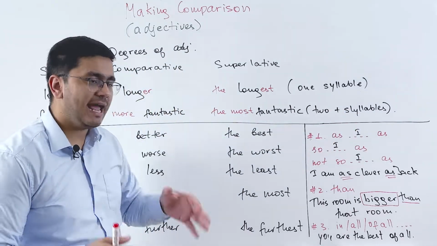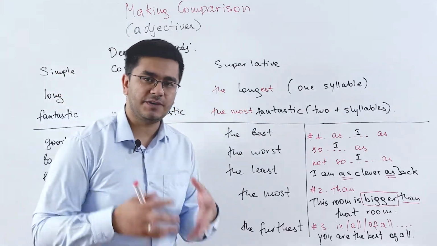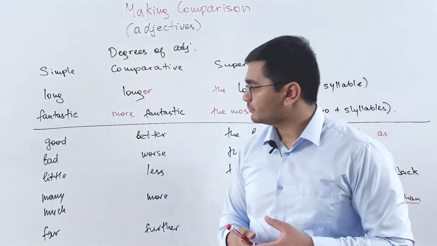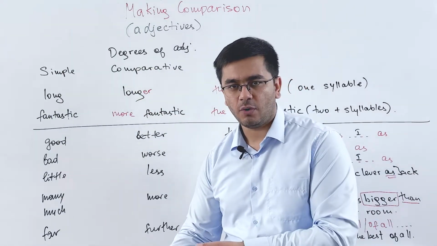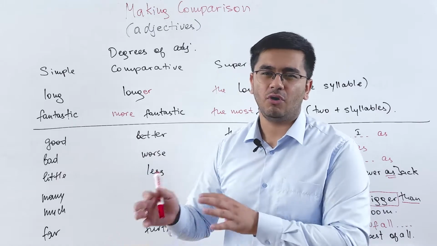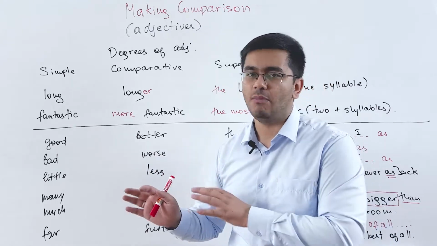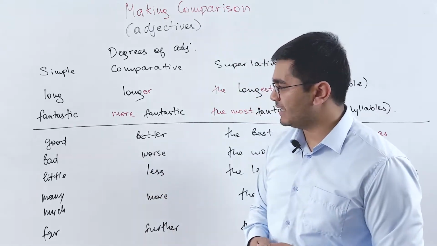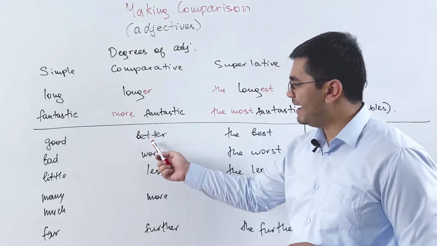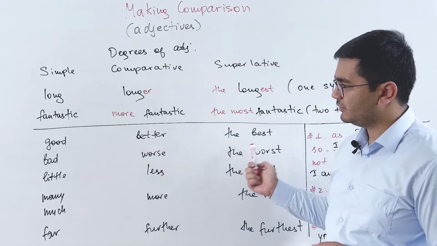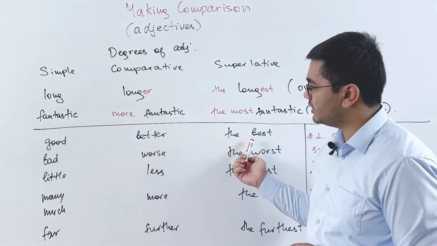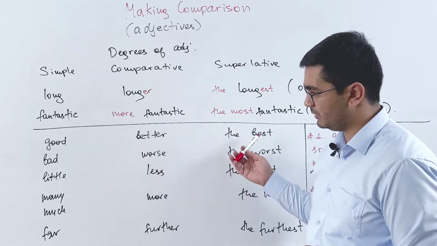So, there are actually exceptions. There are just fixed rules, which means there are 5 words that we cannot add ER or ist or more or the most. They come themselves. For example, good, better, the best. You see, first degree, second one, and third one. I mean like simple, comparative, and superlative.